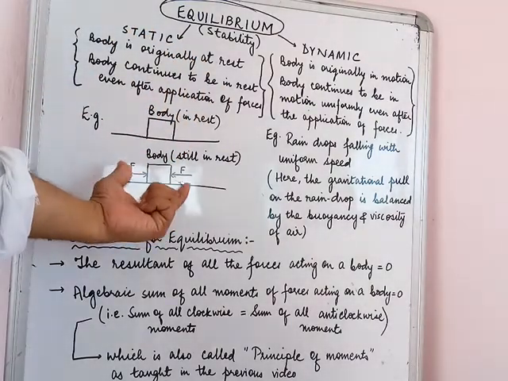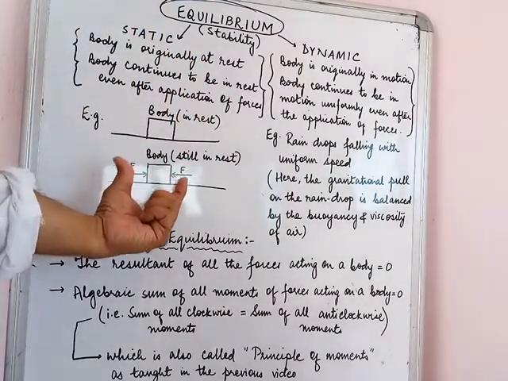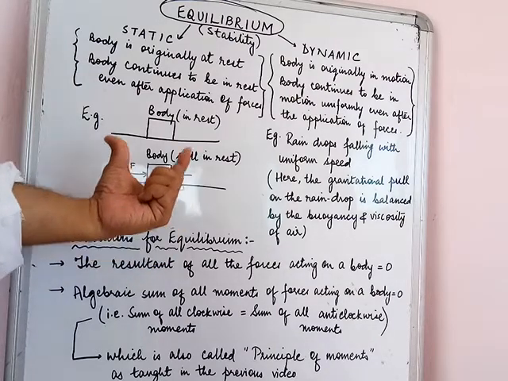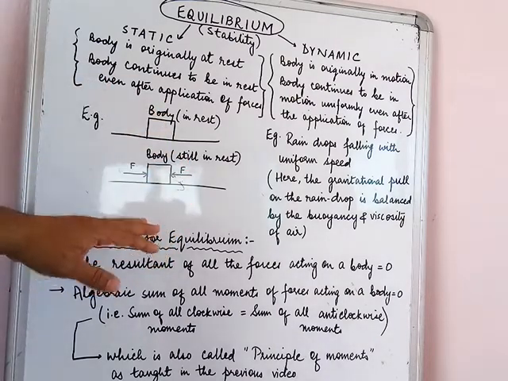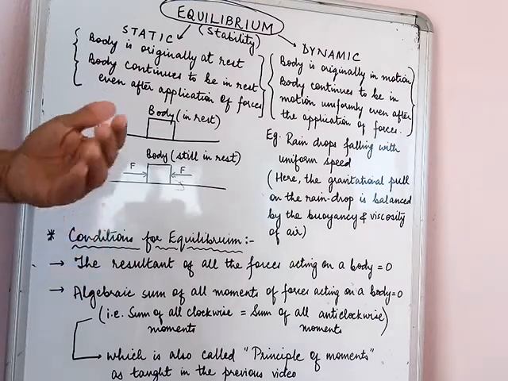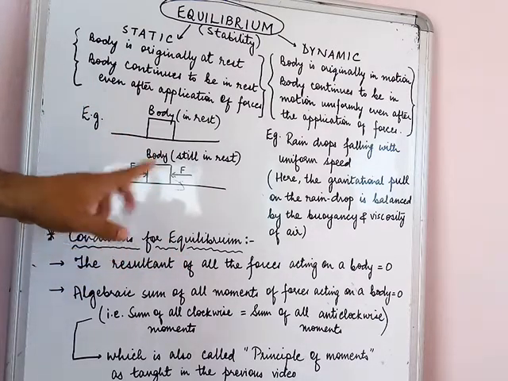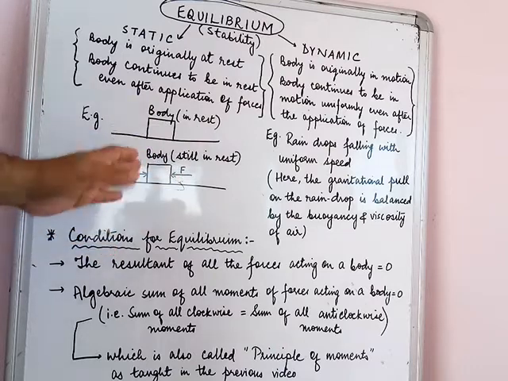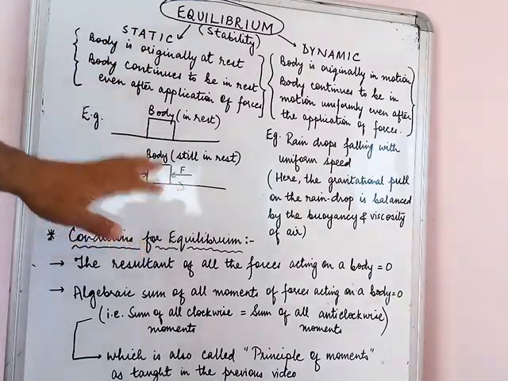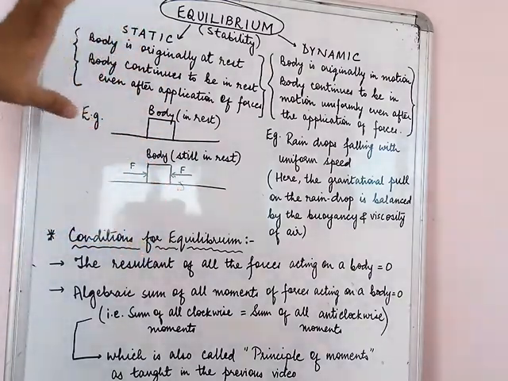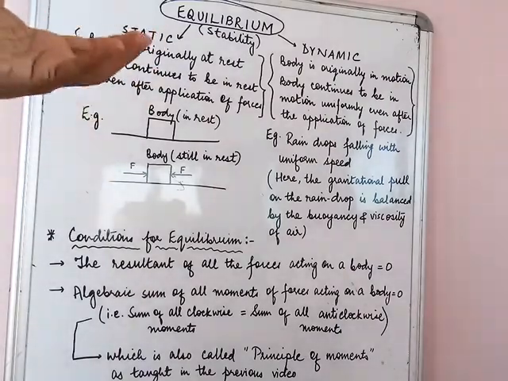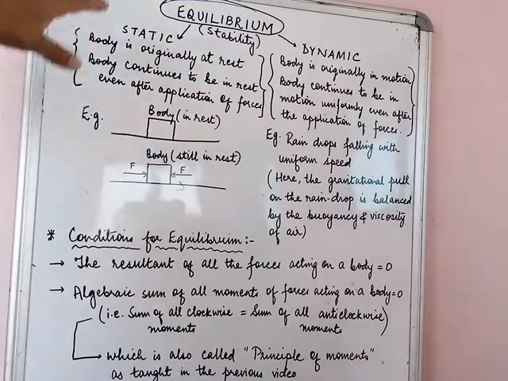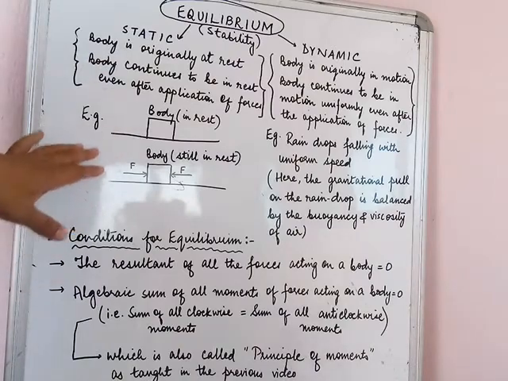So obviously what is going to happen is these two forces are going to get neutralized, thereby creating no effect in the state of the body. So body was initially at rest position, body will continue to be in the rest position. This is what is known as the static equilibrium. Static is not moving, stationary. Okay, so this is what is known as static equilibrium.